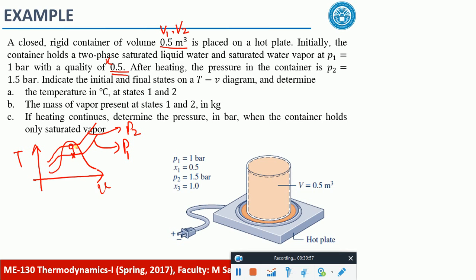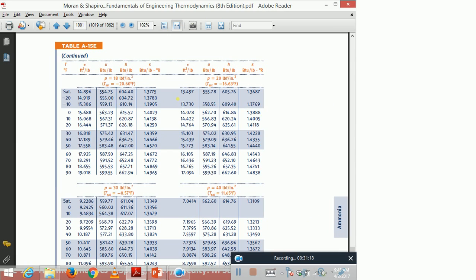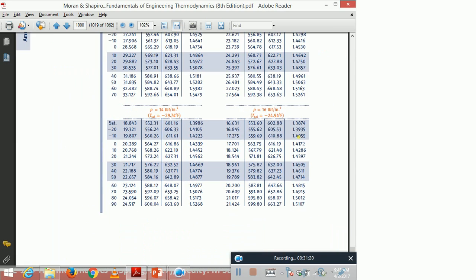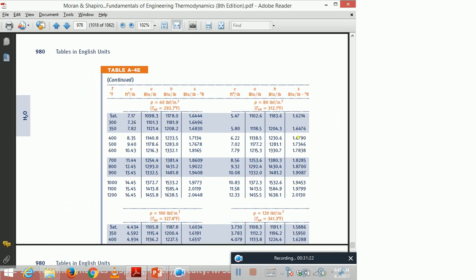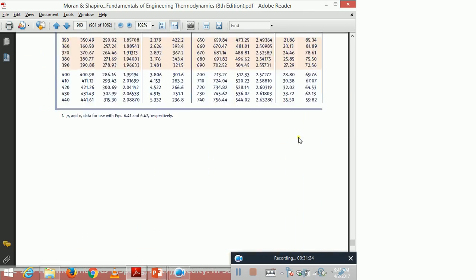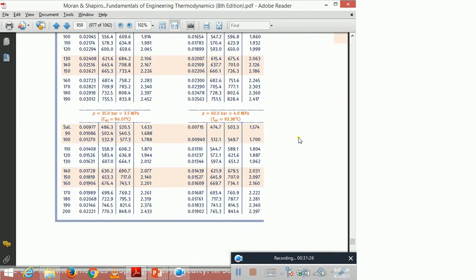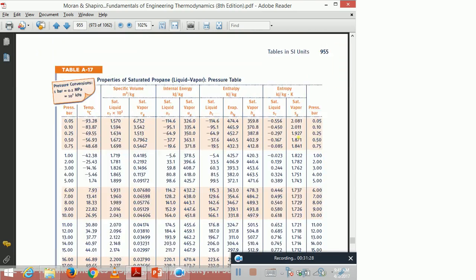Done? Okay. We need to find out temperature at state 1 and temperature at state 2. Now, which table we should go to? The table which belongs to the two-phase region. We are talking about this water. We are talking about SI units. So, let's move on to those tables. Just give me some time. Let me go to that table first.